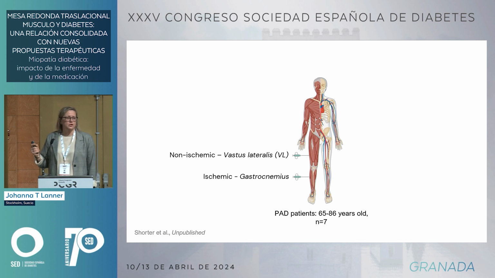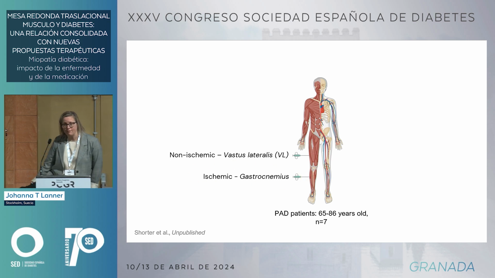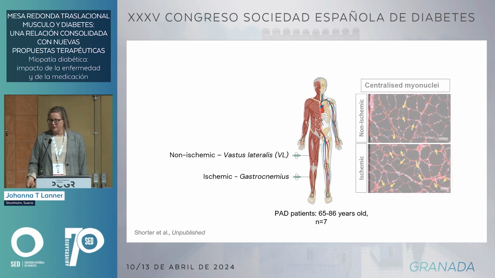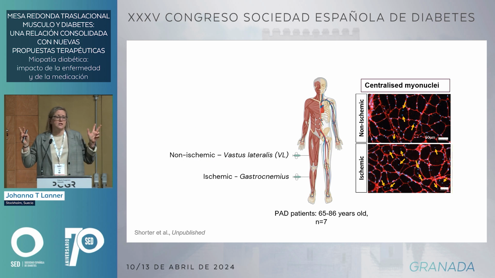What we did is take biopsies from patients with PAD. We took biopsies from vastus lateralis, and we call them non-ischemic, because the insult of the occlusion of the vessels is below the knee. We also took a biopsy from gastrocnemius in the calf muscle, and that's what we call the ischemic muscle. What's been used in the field before is that this vastus lateralis is supposed to be the healthy control because it's above the occlusion.